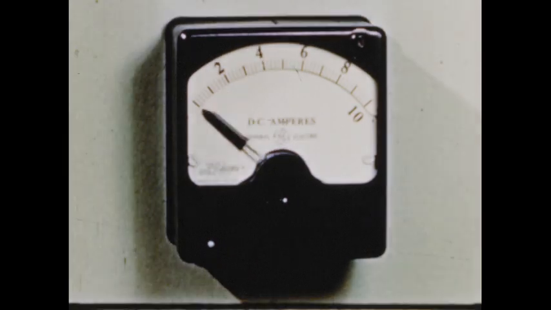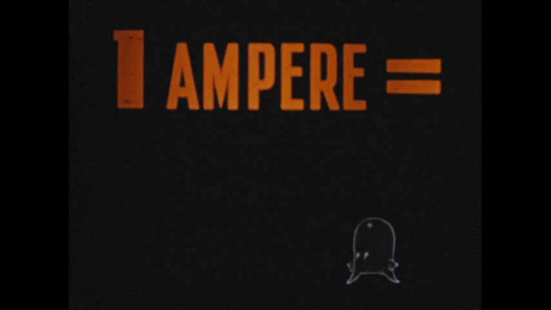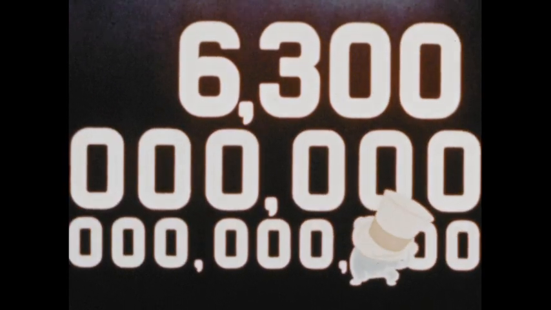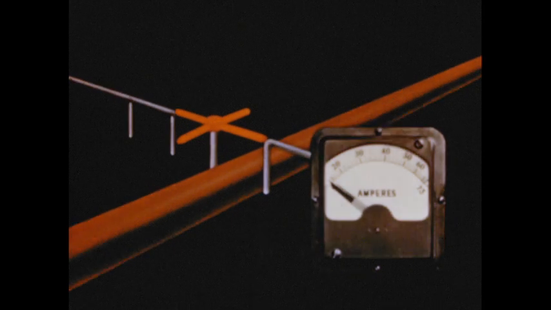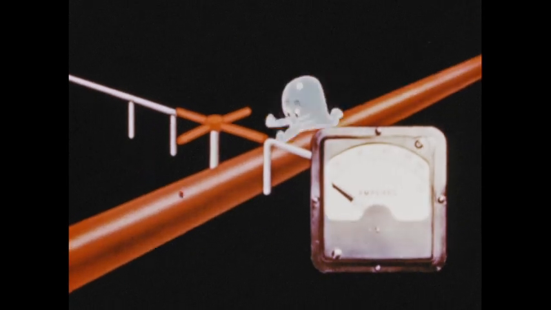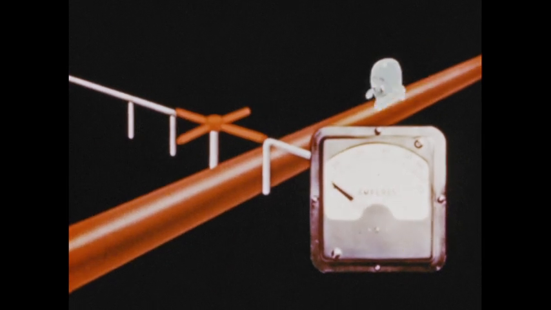The unit of electric current is the ampere. 1 ampere represents, now hold on to your hat, 6,300,000,000,000,000,000 electrons passing any given point in 1 second. Current, or amperage, then is the number of electrons that pass a given point in a given time.